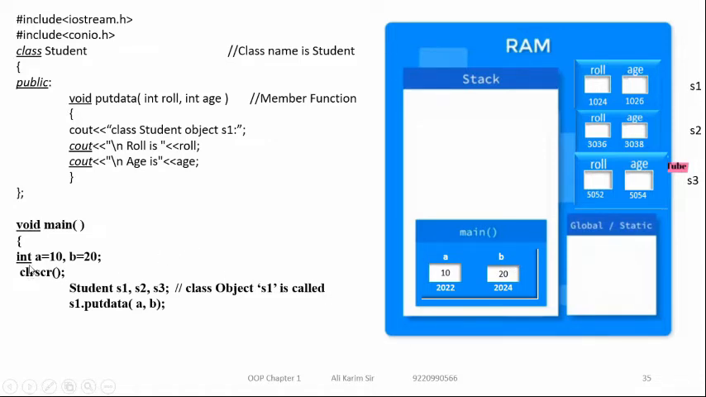If you remember, an integer is 2 bytes. Therefore, from 2022 to 2023, 2 bytes will be occupied, and 2024 to 2025, 2 bytes will be occupied for the variable b. Okay, so the value of a will be passed to the variable roll. The value of b, 20, will be passed to the variable age, as you call this function.